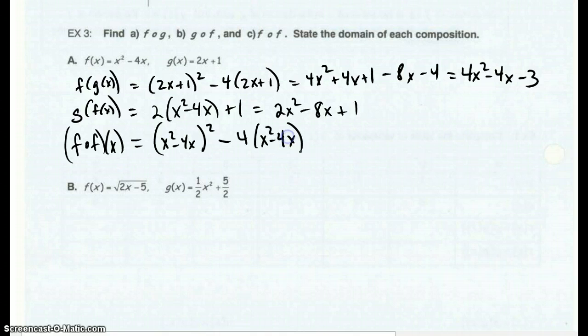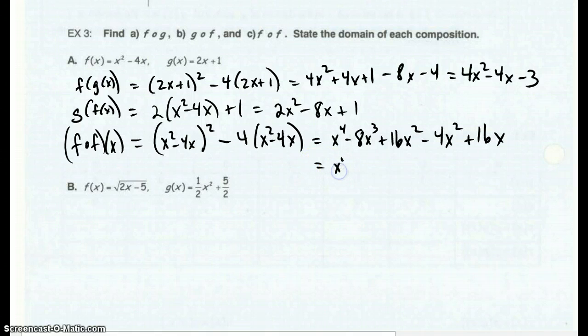It's like math inception. So we have x to the 4th minus 8x cubed plus 16x squared minus 4x squared plus 16x. And we can simplify that a little bit. I hope somebody's double checking my math here because I am kind of doing this at Olympic speed. All right, that looks pretty good.